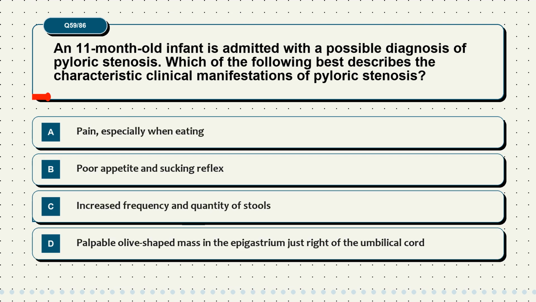Question 59. An 11-month-old infant is admitted with a possible diagnosis of pyloric stenosis. Which of the following best describes the characteristic clinical manifestations of pyloric stenosis? Here are the options. Option A. Pain, especially when eating. Option B. Poor appetite and sucking reflex. Option C. Increased frequency and quantity of stools. Option D. Palpable olive-shaped mass in the epigastrium just right of the umbilical cord.